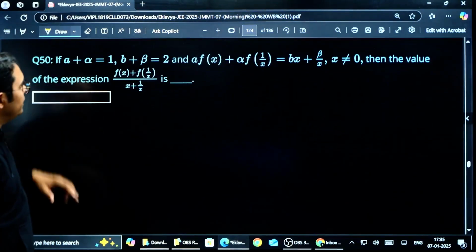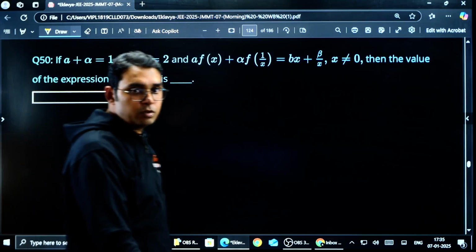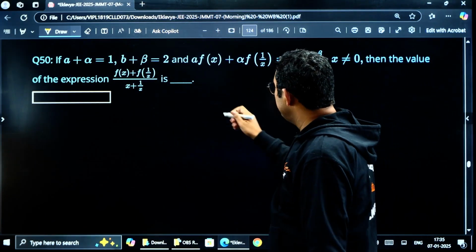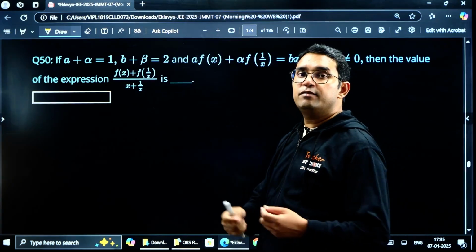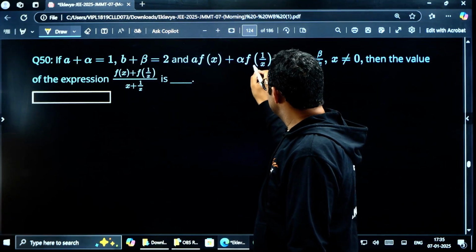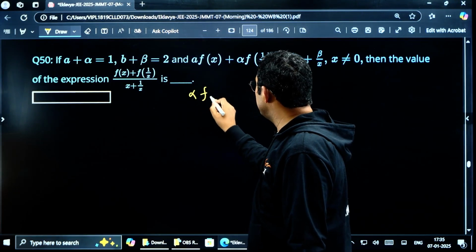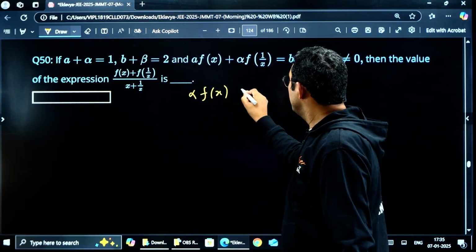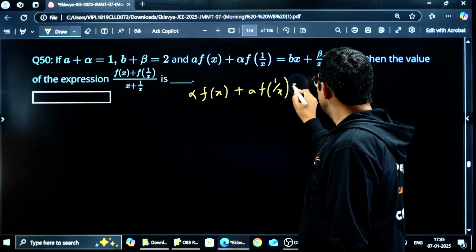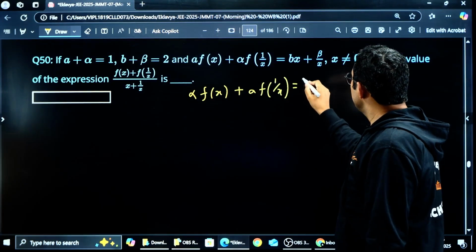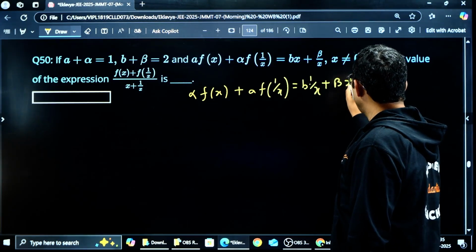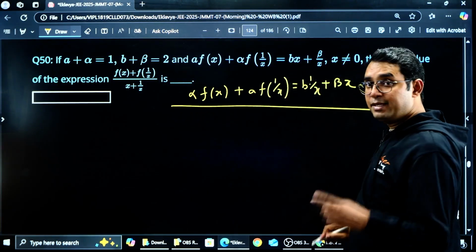Coming to the last question, I think this is a very easy question. You might have done such questions in your books also. Now, if this kind of relation is given, we always try to interchange x with 1 upon x. What I will do, I will write x in place of 1 upon x. So alpha into f of x will come here, and a into f of 1 upon x will come here. This will be b into 1 upon x, and this beta into x. I have replaced x by 1 upon x.